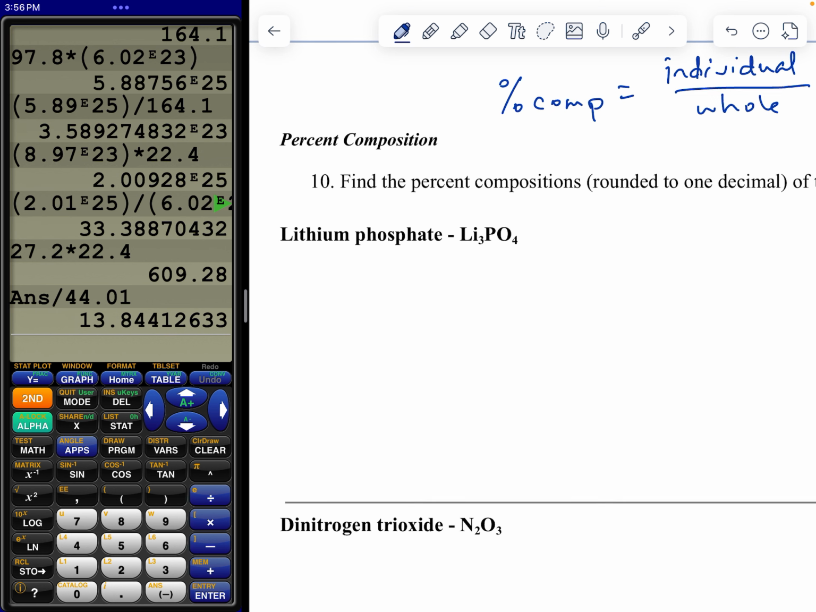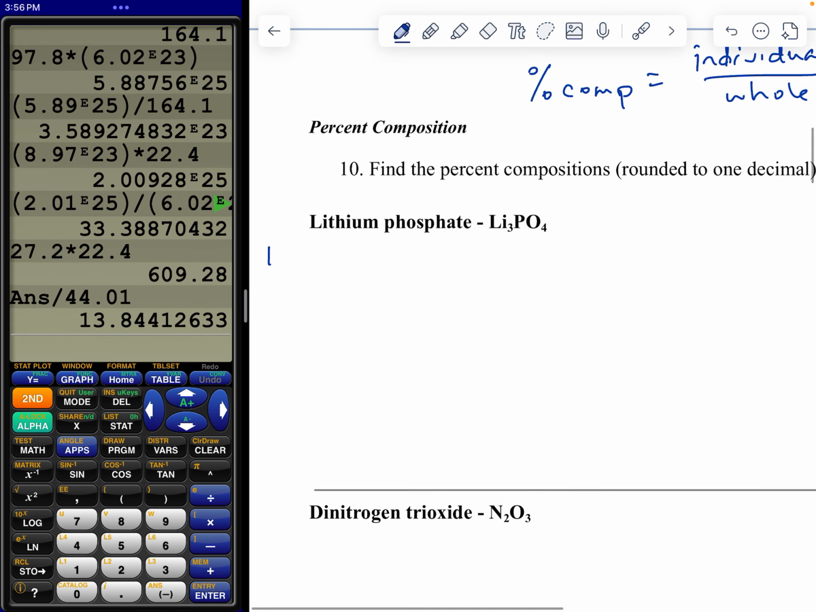Lithium phosphate, and we have to first figure out the total mass. So the total mass is going to be based off of lithium, phosphorus, and oxygen. Lithium weighs 6.94 grams per mole. Phosphorus is 30.97 grams, and oxygen is 16. I'm going to multiply everything by if I have more of it or not. I have 3 lithium to worry about. I only have 1 phosphorus. I have 4 oxygen.